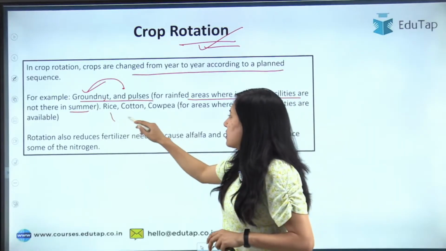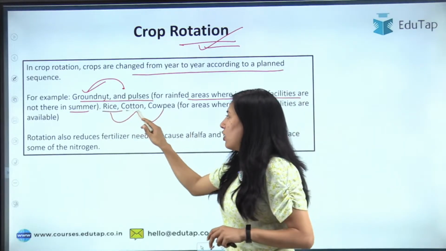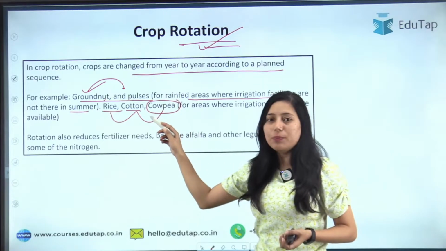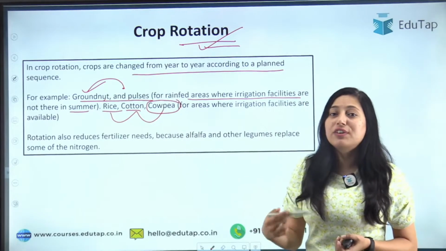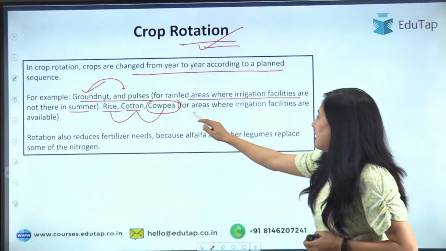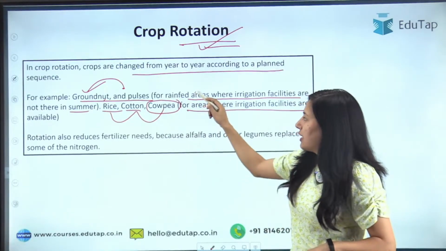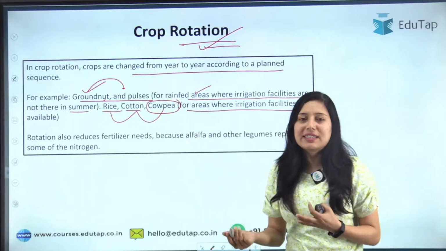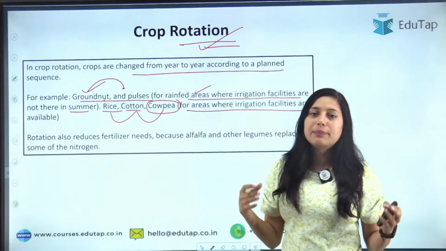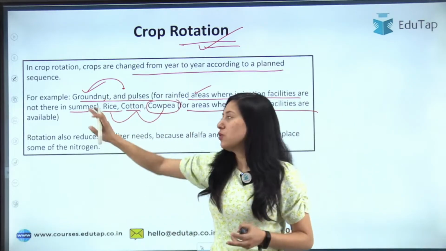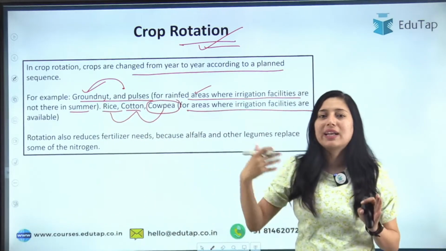Then we have rice, cotton, cowpea. Now you can see rice and cotton are exhaustive crops, but still we have incorporated one pulse, that is cowpea, to ensure that soil fertility is maintained. And this is for the area where irrigation facilities are available. Now see, in rain-fed areas where irrigation facility is not available and we are totally dependent on rainfall, there we cannot take more crops.